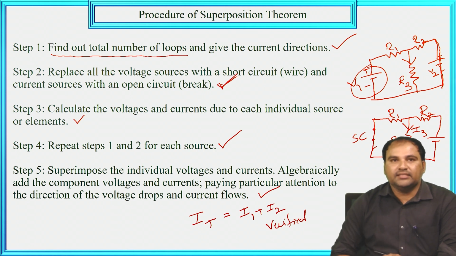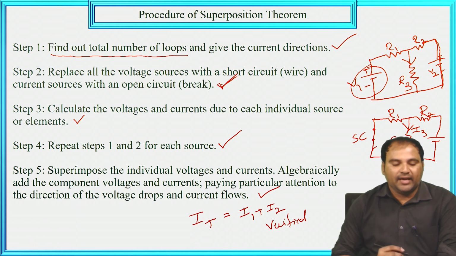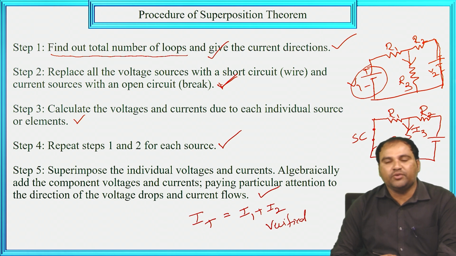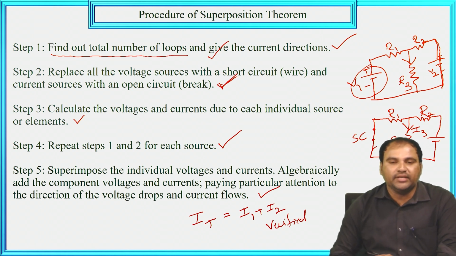Here is the procedure of the superposition theorem. Step number 1: first we need to find the total number of loops in the given circuit and give the current directions. The second step is to short circuit the voltage source. If we have a current source, we need to open circuit the current source. In the given circuit we have a voltage source, so we short circuit it. If a current source is there, we open circuit it.